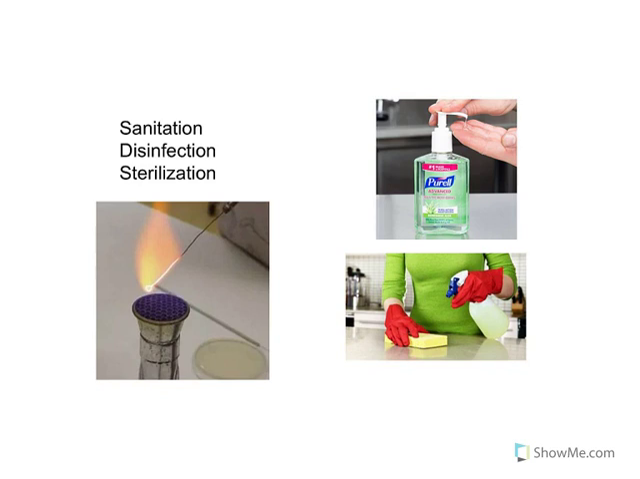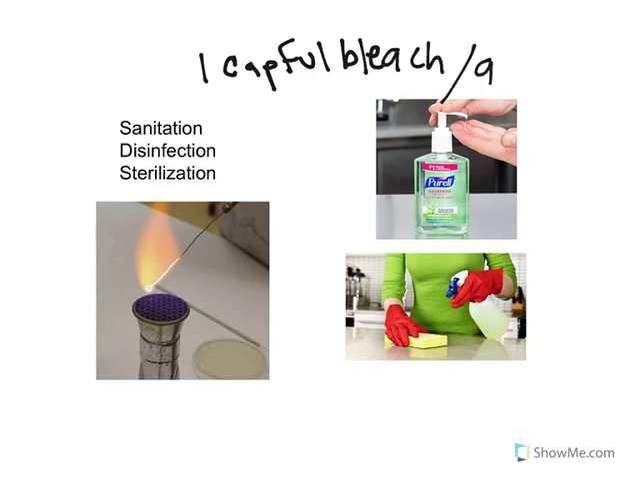Easy way to remember it: sanitize is what you use on your hands, the hand sanitizer. What that means is you are reducing the number of microbes on a surface. That's all you're doing. It's the weakest of the antimicrobials. A common thing that people use is bleach. To put it in perspective, it's 1 capful of bleach per gallon of water.